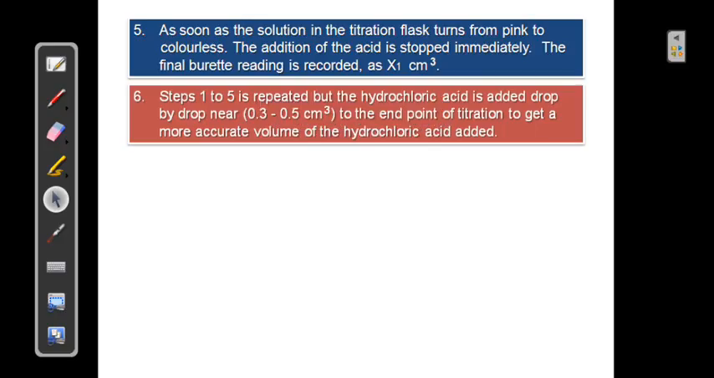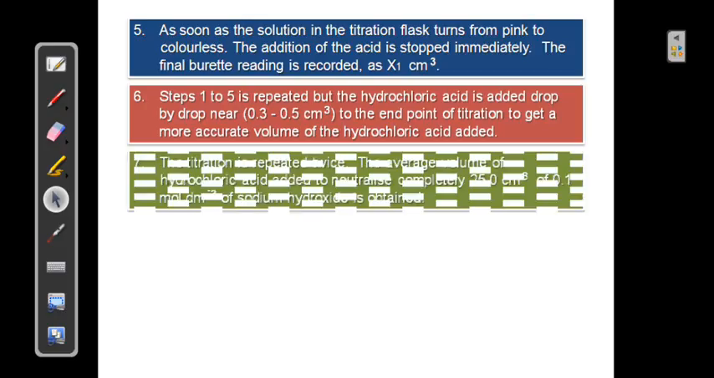Now, number 6, steps 1 to 5 are repeated, but the hydrochloric acid is added drop by drop near 0.3 to 0.5 cubic centimeter to the endpoint of titration to get a more accurate volume of the hydrochloric acid added. You have to do it carefully, so drop by drop until you reach the endpoint of the titration. Then you get your readings.